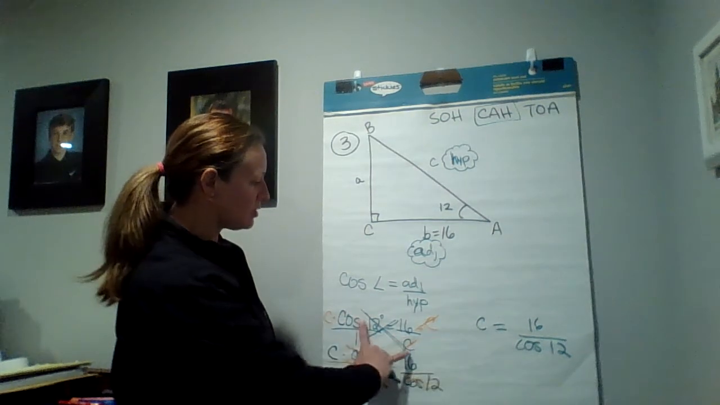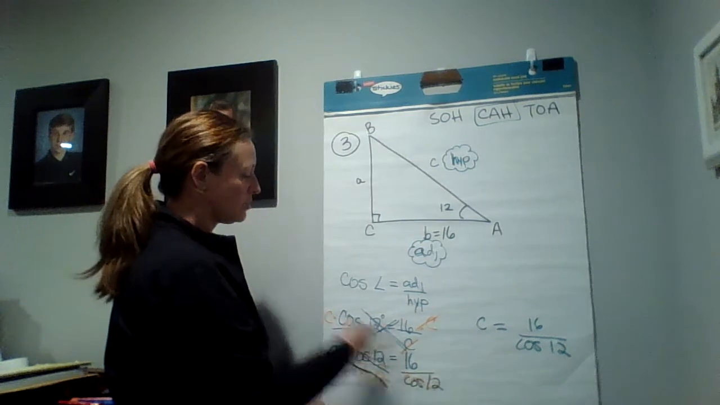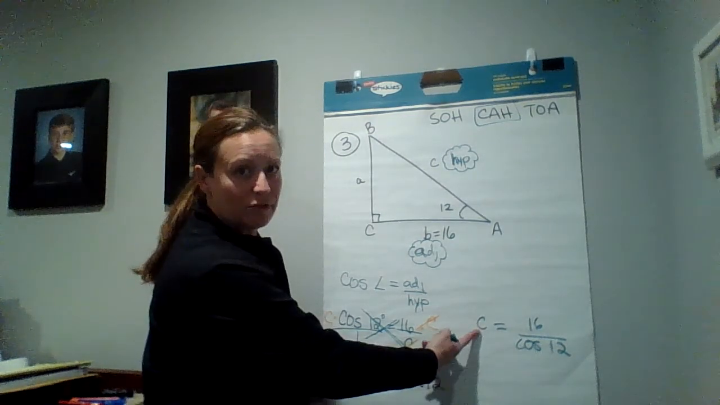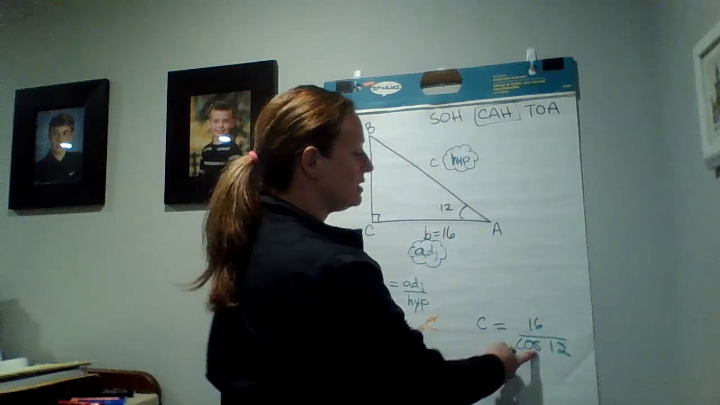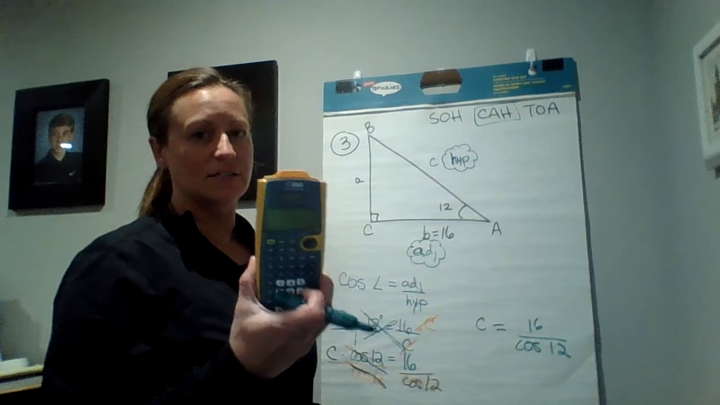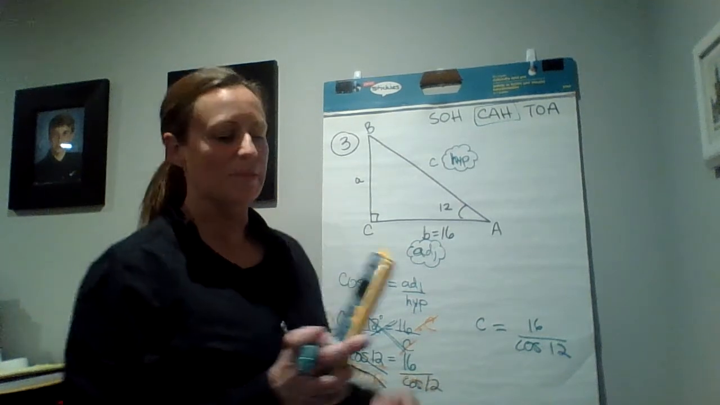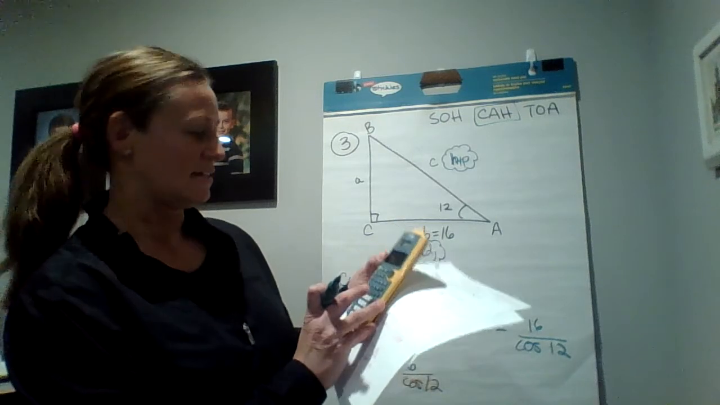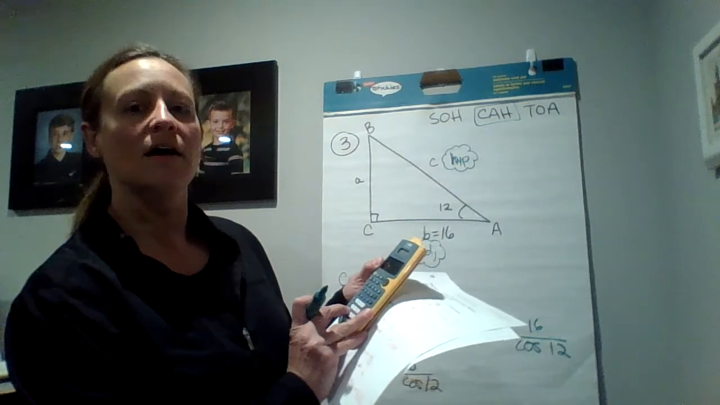So this is a little trick. You can just swap the denominator with this numerator, and now your variable is by itself. C equals 16 over cosine of 12. Okay, now it's time to plug that into the calculator, and you can do it all in one step. You're just going to take 16 divided by cosine of 12.